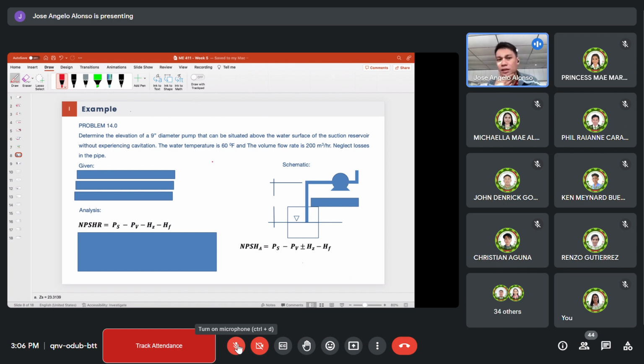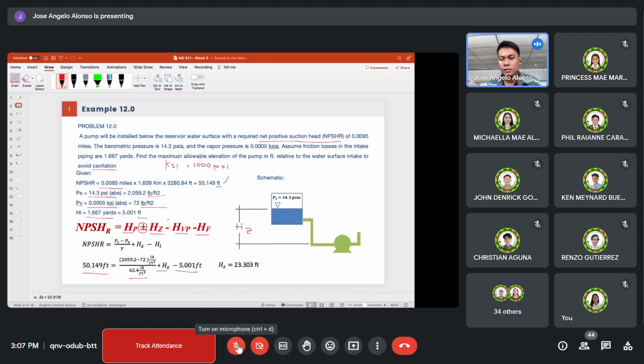So sinasabi sa problem na hanapin daw yung elevation ng 9 inches diameter na pump that can be situated above the water surface of the suction reservoir. Unlike sa una nating example, yung pump natin, yung nasa baba ng water reservoir, tama. Yung reservoir, yung nasa taas ng pump.